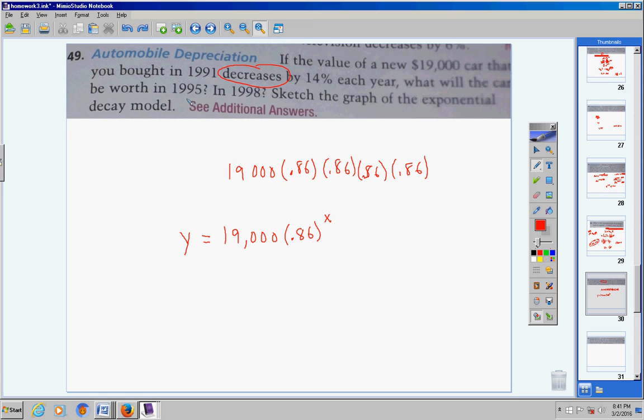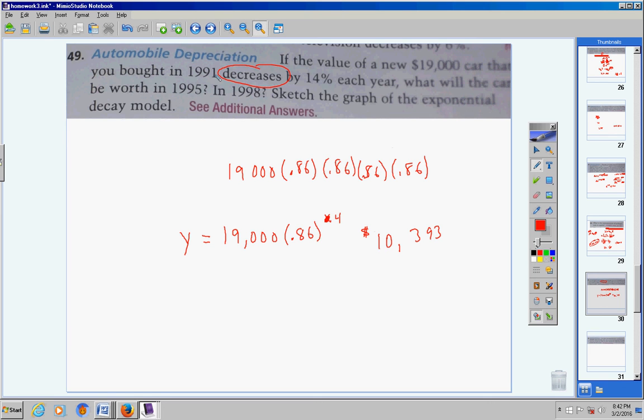The car's 4 years old. So where the x is here, I'm going to put a 4. Alright, so with my calculator, I'm going to type in 19,000, then parentheses, 0.86, close my parentheses, then arrow, and then 4, and I will get this right here, $10,393.16.